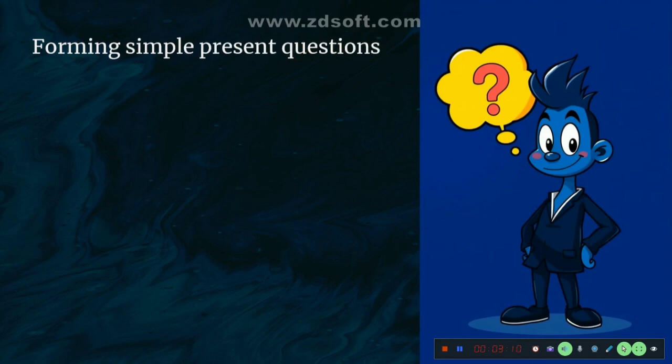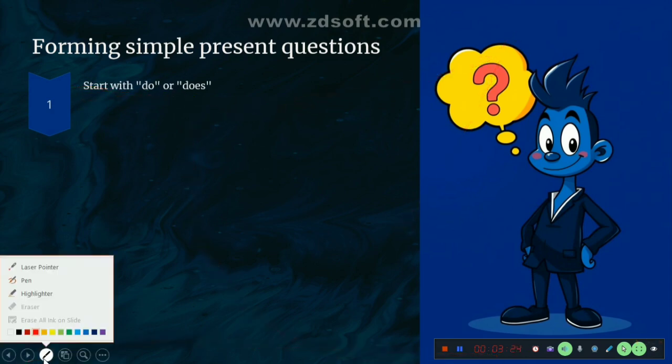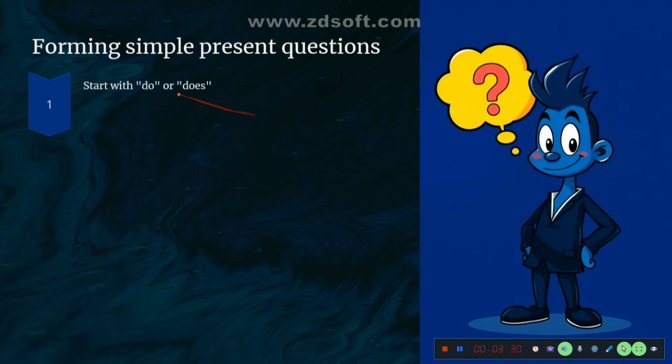Okay, let's see how we can make a question form of the simple present. Step one, start with do or does. Okay, let's do it step by step. Step one, start with do or does. I start with do. As we can see, do for plural subjects and does for singular subjects. Let me write it right here. Do.